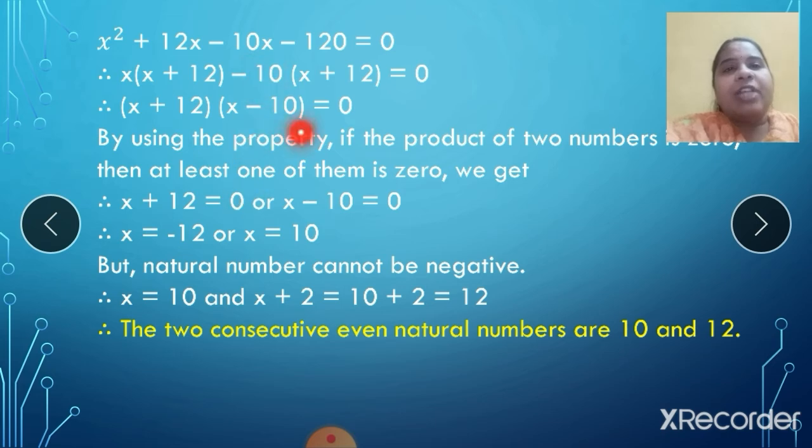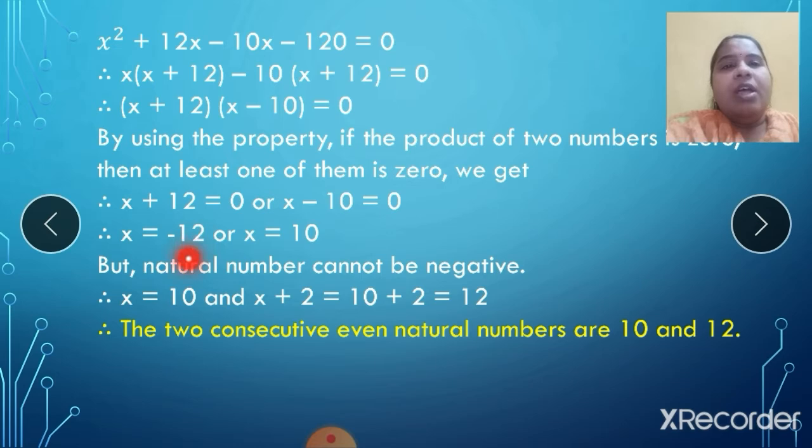Now I need not explain all these steps again and again. It is done in factorization. You need to group it and take common. So x into (x plus 12), from here minus 10 into (x plus 12). So (x minus 10) and (x plus 12) is equal to 0 are the two factors. Again using the same property, that if the product of two numbers is 0, then at least one of them is 0. Correct? So either x plus 12 is 0 or x minus 10 is 0.